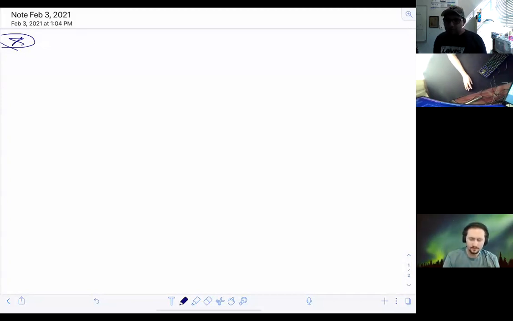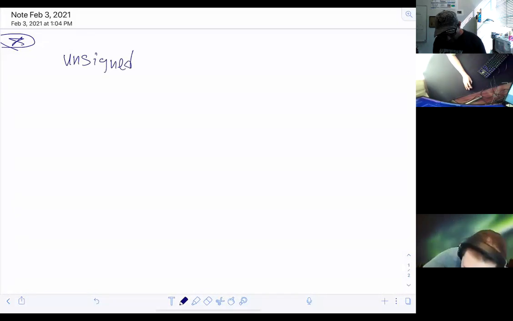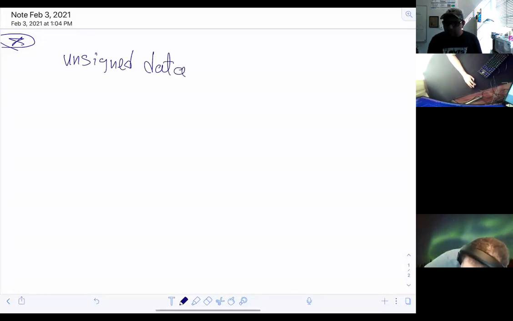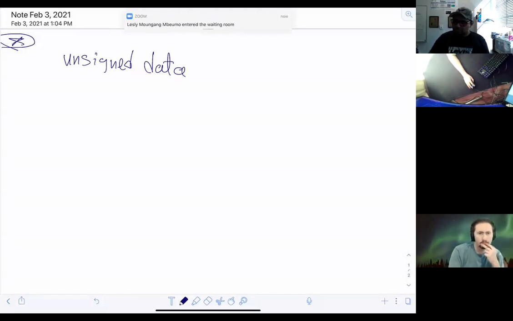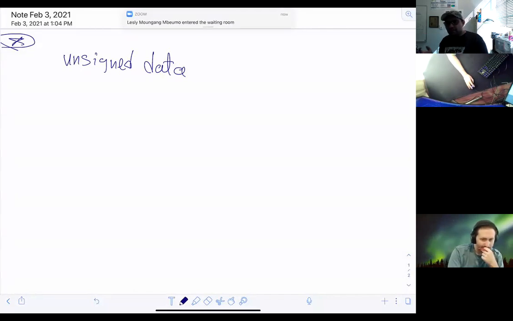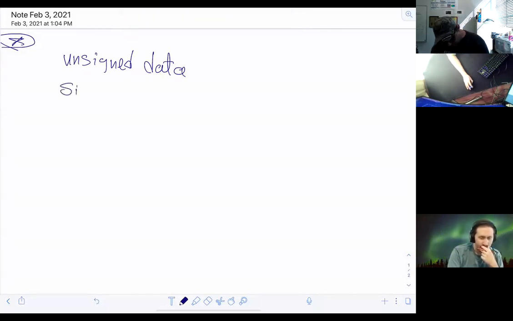So computers have something called unsigned data, while for certain applications we will need something else called signed data. So we have unsigned data and we have signed data.